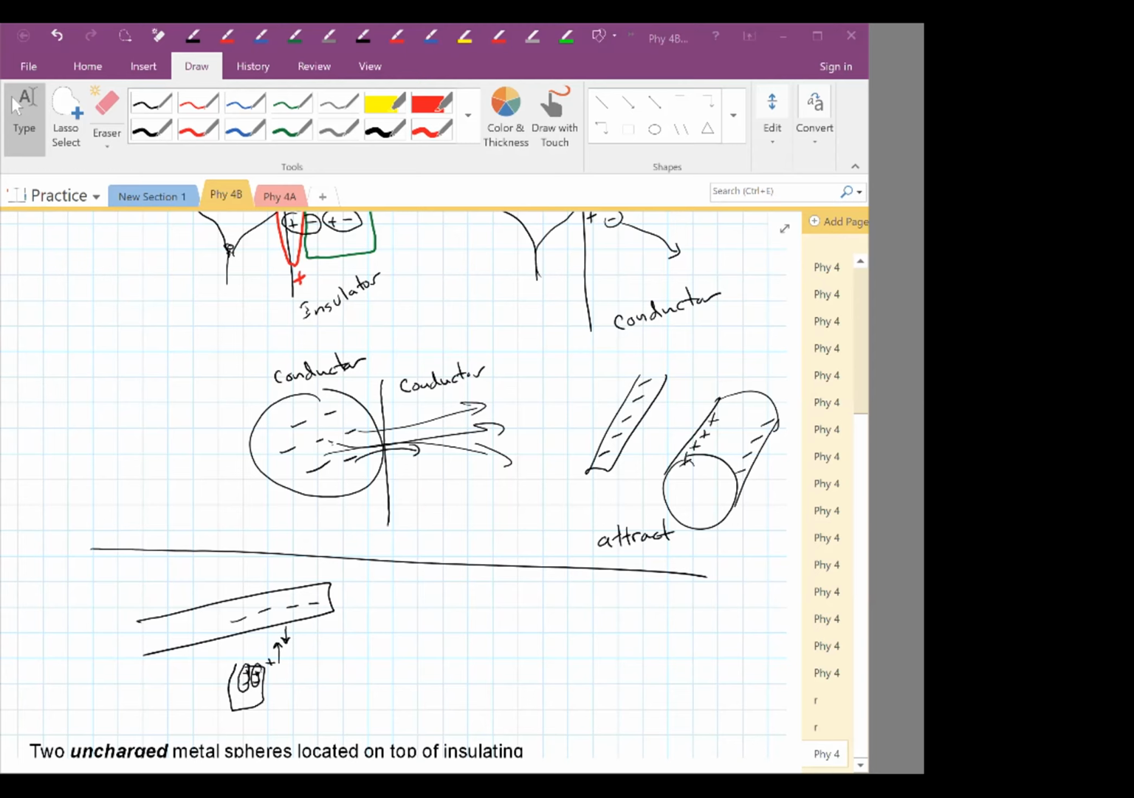So once those pieces of paper touch the rod, then an electron might jump across. It might pick up an electron. Now you have two negatively charged objects, and like charges repel each other. Okay?